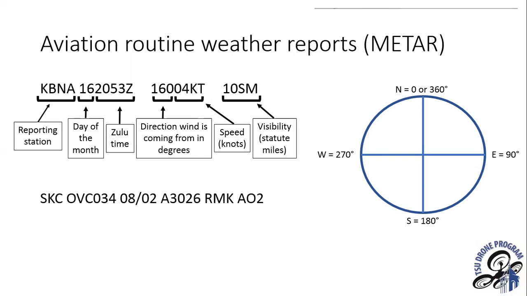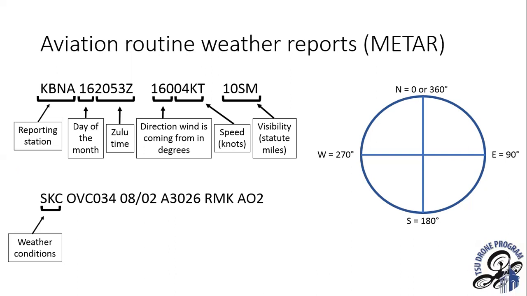The next section is the visibility. The visibility is 10 statute miles. This is a good area for identifying the visibility to know if you can fly. If you remember, the regulations require you to have at least 3 miles of visibility. So this is where you can find it for sure, to know that you've got at least 3 miles of visibility.